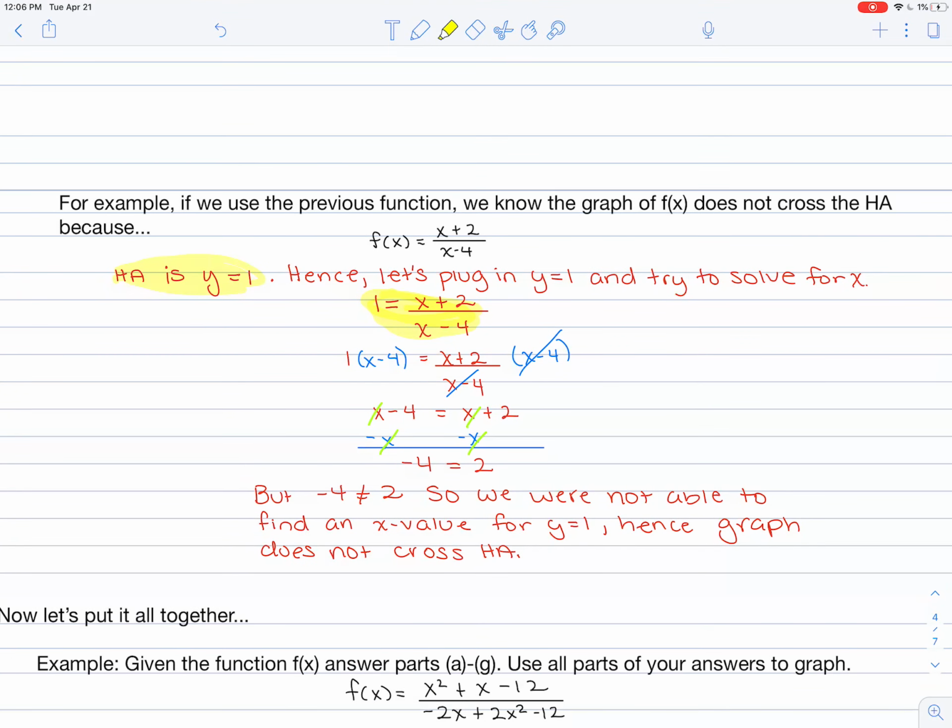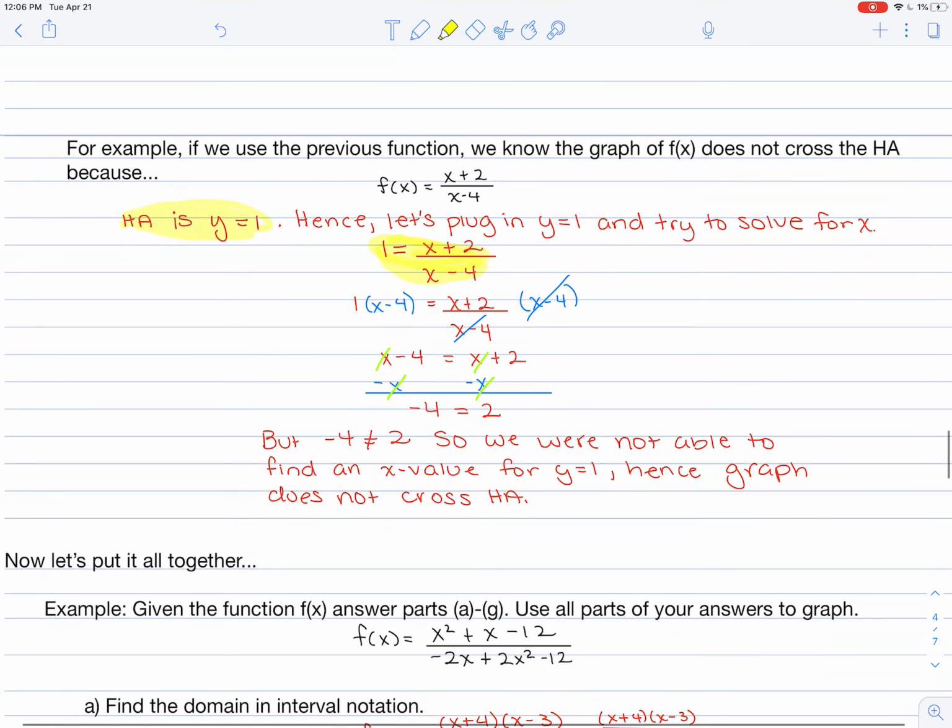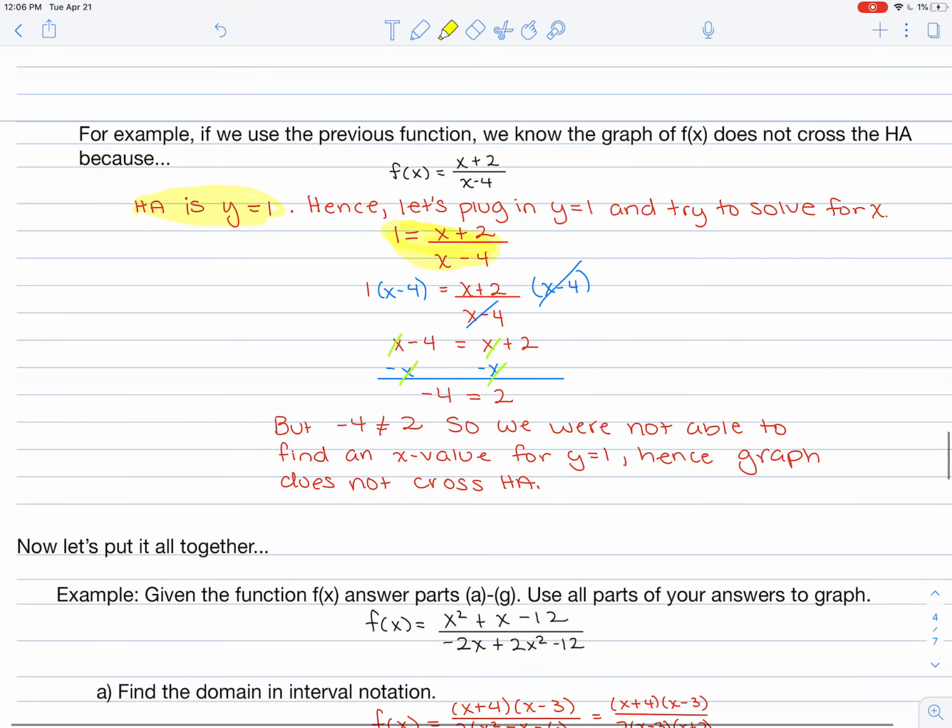Okay, now is the fun part. This is my favorite part of the lecture because we get to put everything together and see how it beautifully comes together like a symphony, and we get to graph. So look at this complicated function that I gave you here. Did you ever think in a million years you would be able to graph something like this? Okay, so let's take a look.